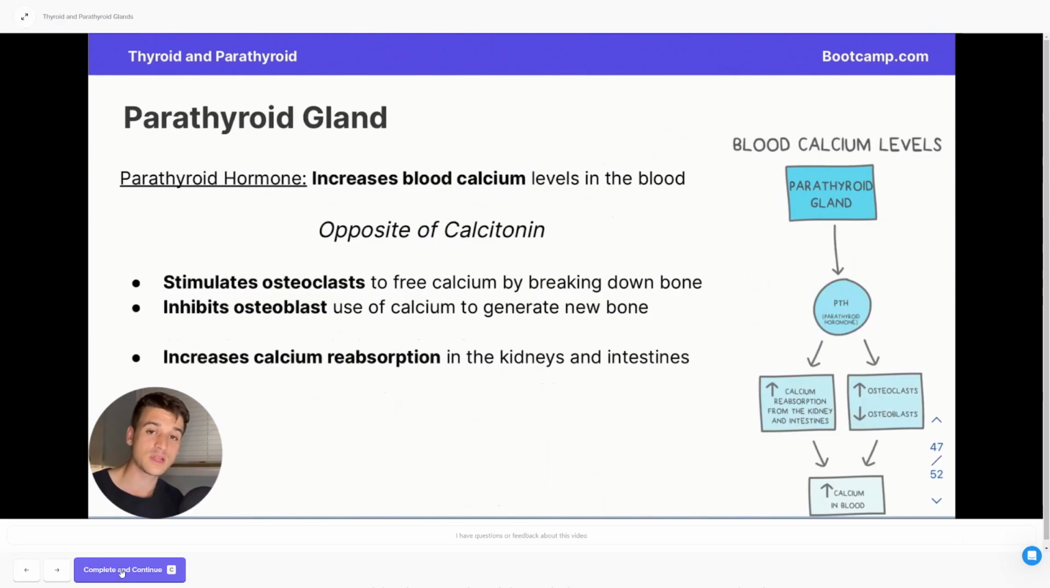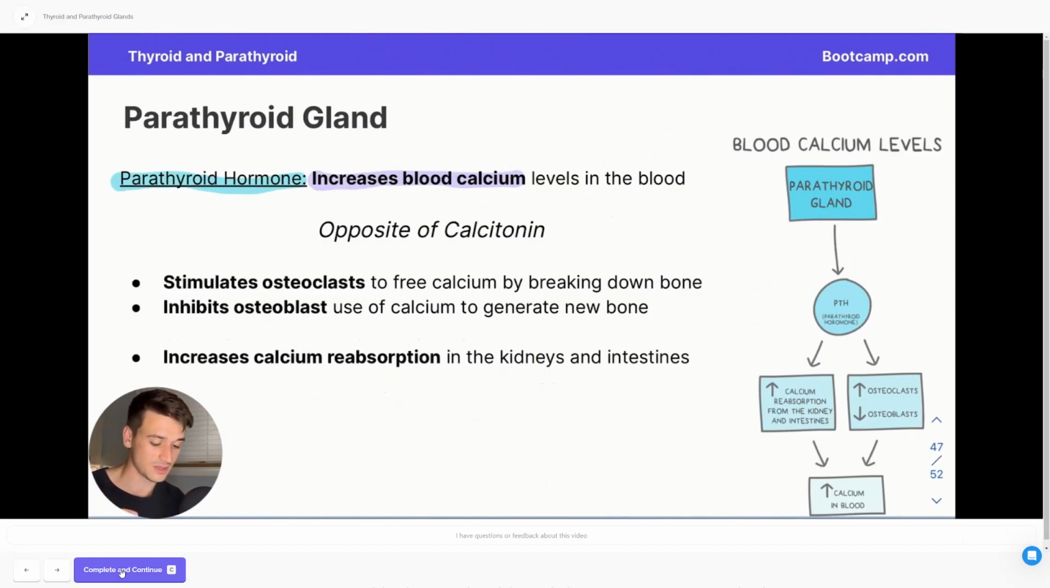And last but not least, let's take a look at the important hormone that is secreted by the parathyroid glands, which is known as parathyroid hormone. And parathyroid hormone is actually the antithesis of calcitonin. It's going to look to increase calcium levels in the blood. And we'll run through the function list. It's going to look very similar because it is actually the exact opposite of what calcitonin does.